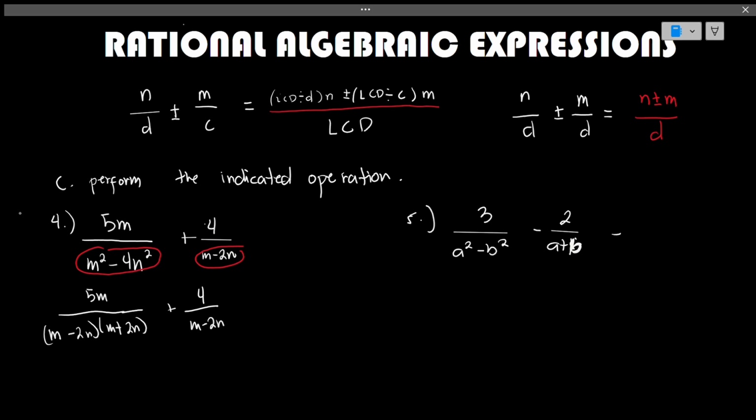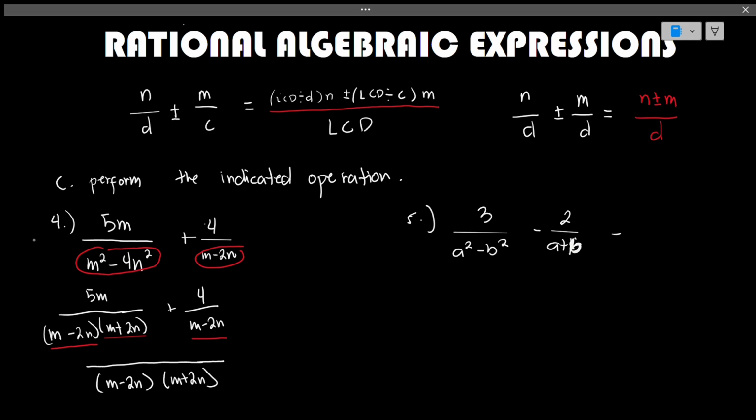After making sure that our denominator is already in factored form, we can now find the LCD. As you can observe, we have two common factors here, m minus 2n and also m minus 2n. So we just need to write them as one factor, m minus 2n, times, remember, whatever is not common, you just multiply it to their common factor, which is m plus 2n.